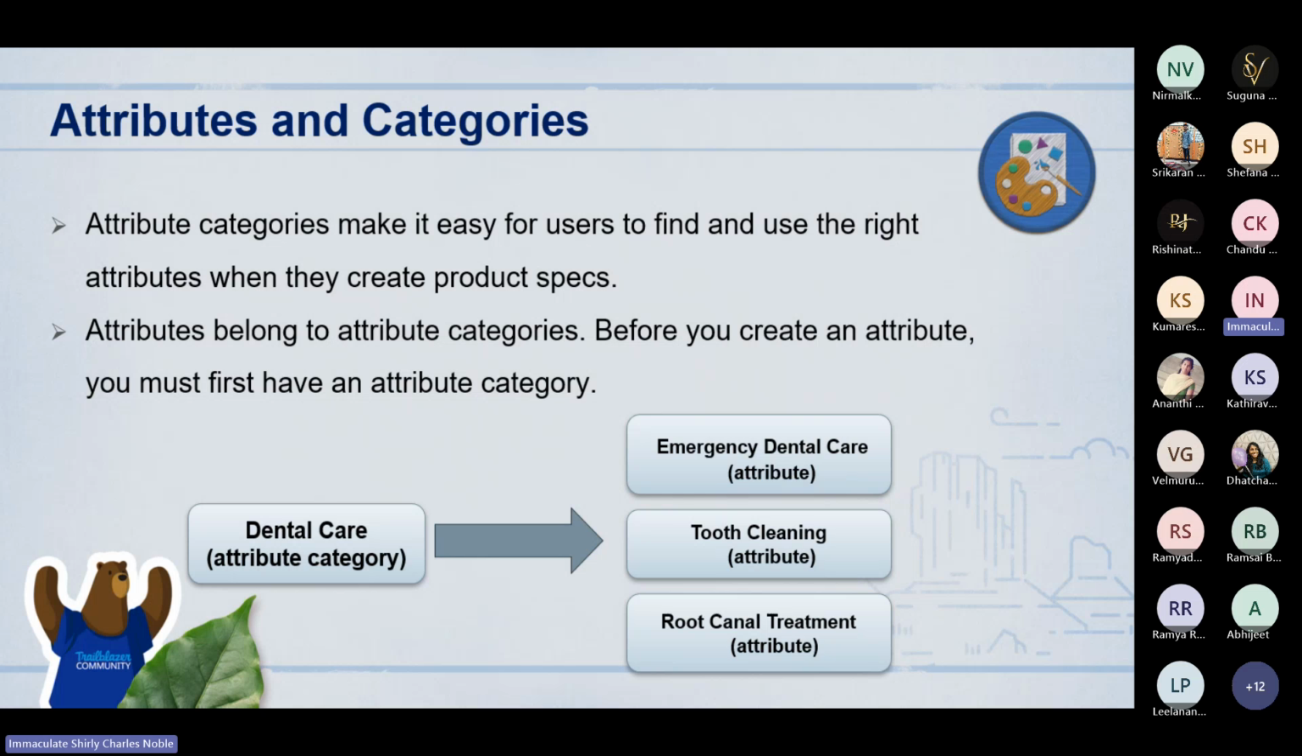So here I have taken dental care as an attribute category. As we all know, dental medicine has many divisions, like root canal treatment, tooth cleansing, and other emergency dental care. So these divisions come under the attributes, and the main type, that is dental, comes under the attribute categories. So it will be easy for the users to find the right coverages, the right insurance when they choose the products. In this diagram, attributes belong to the attribute category. Without an attribute category, we can't create the attribute. So we need to create the attribute category first before creating the attributes.